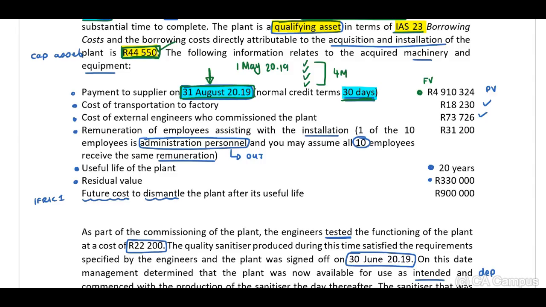And we can tick off this amount. Cost of transportation to the factory. Okay, so guys, let's say for example, you are unsure which of these costs should be included in the cost of your PPE. What do you do? You freak out? No, you breathe. You have your textbook with you.